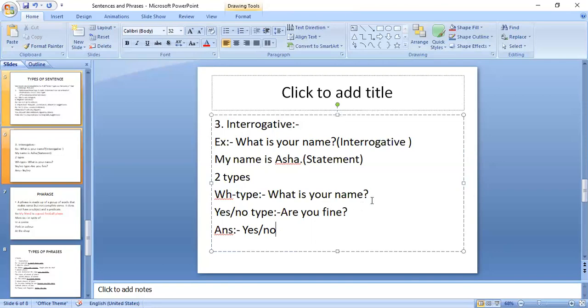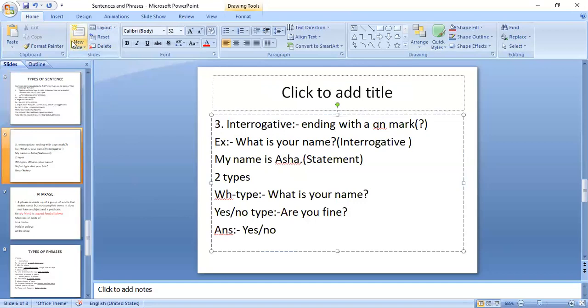But what is common here? At the end, the question mark is common. The interrogative sentence is ending with a question mark. What is that question mark? This one. This is the question mark. Okay, this is all about interrogative sentences.